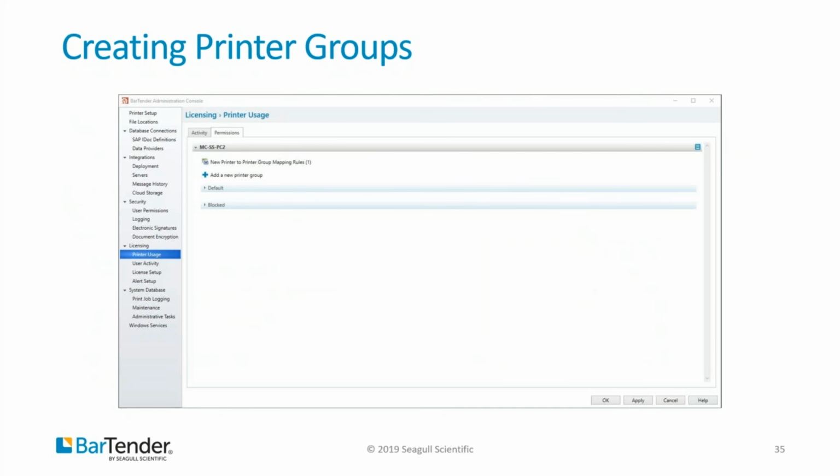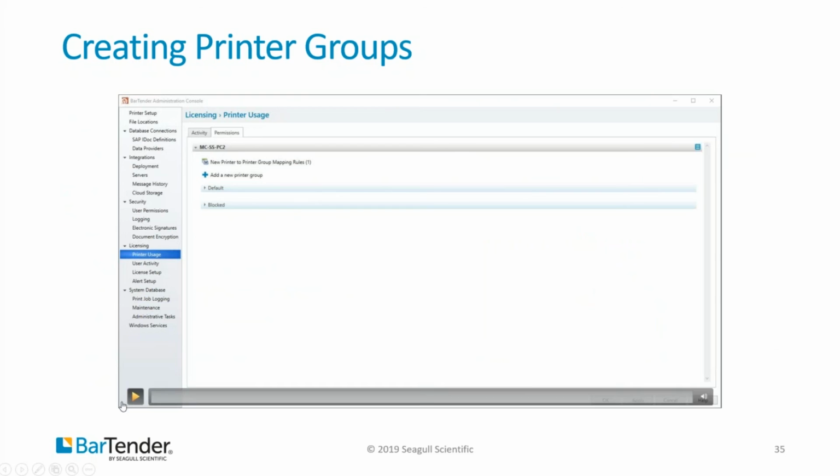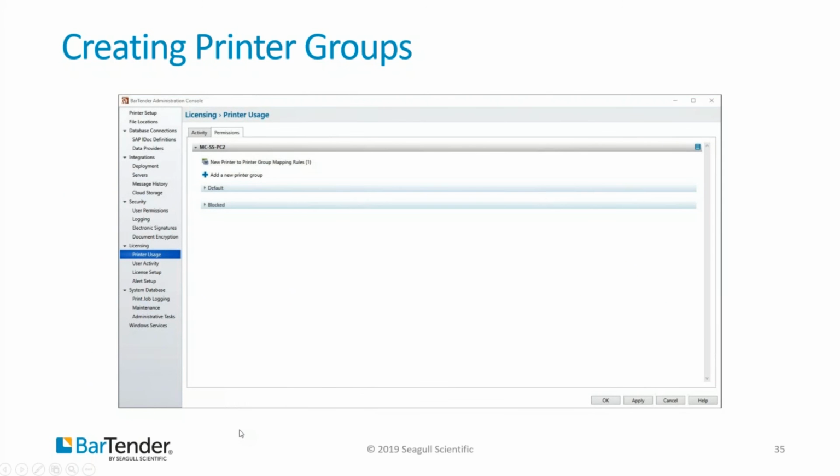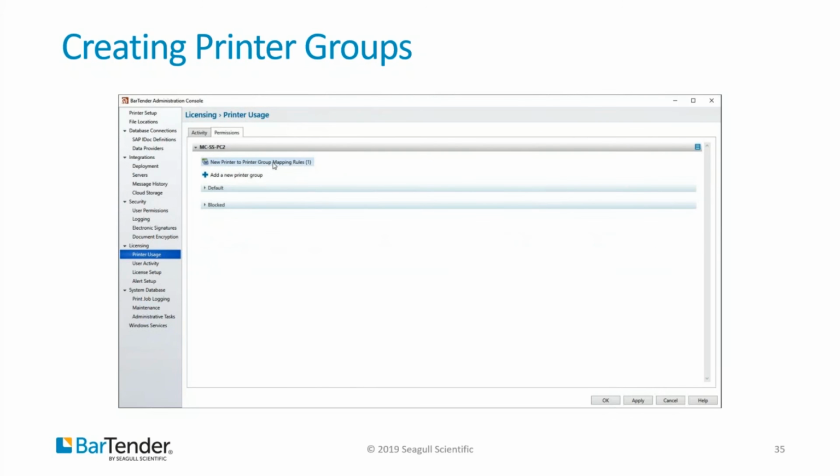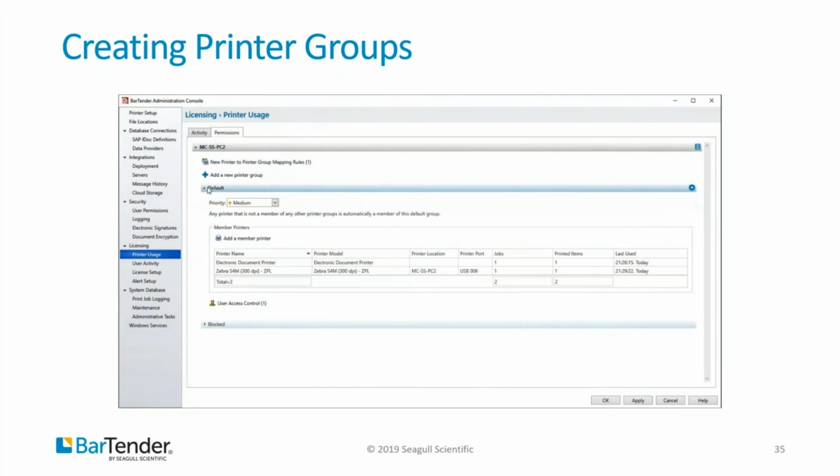Let's see a little bit of an example on this. So what we're going to do is, once again, we're in our BarTender administration console. We're under licensing. We're under printer usage. We're going to switch from the activity to the permissions tab. There we see we can create a rule. So if we want it to default to a specific group, whenever a printer is used, we can do that. And then we see our out-of-the-box default groups, so our default and our blocked. And we can see that we have priority of medium set here, and that's the printer that I previously used.